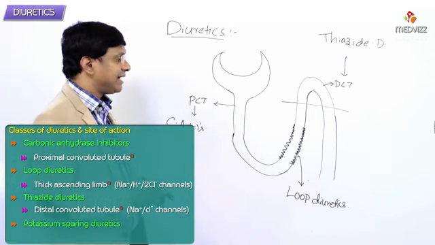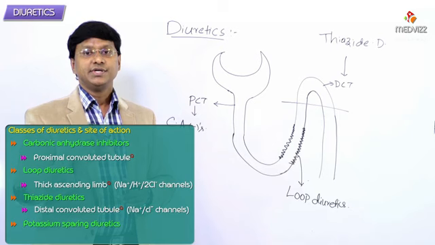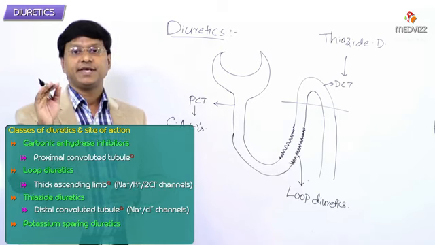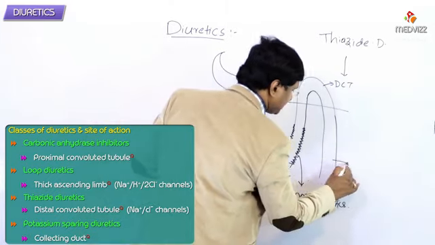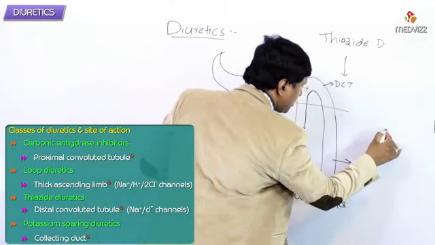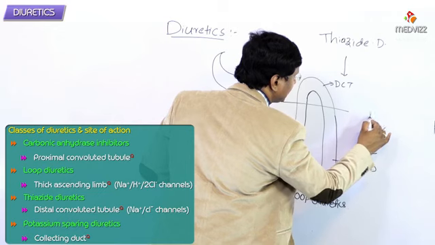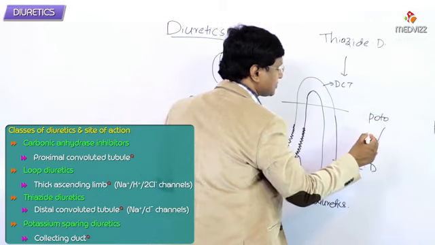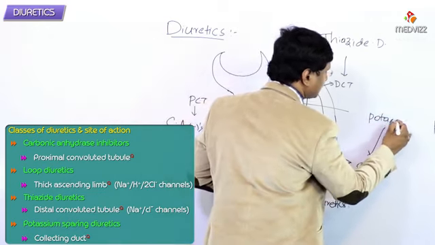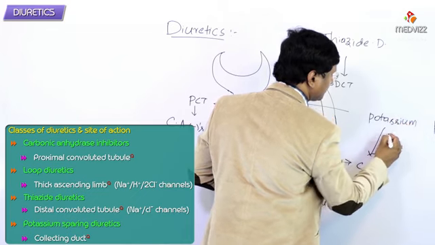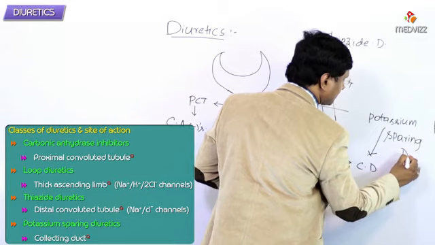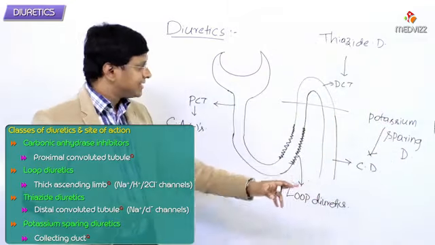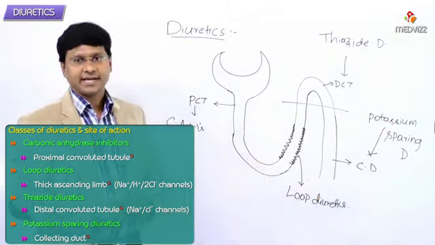Next we have the potassium sparing diuretics. Remember, the potassium sparing diuretics act on the collecting duct. So we have the collecting duct, and on this collecting duct the potassium sparing diuretics will act.